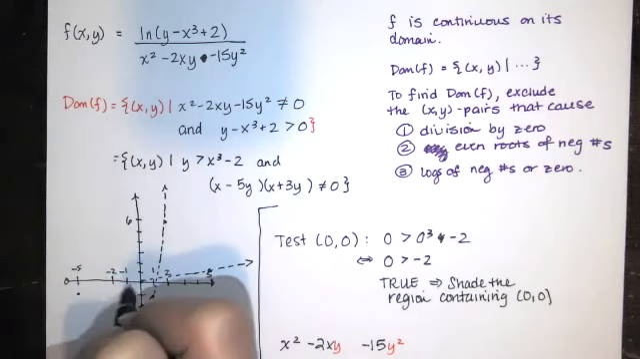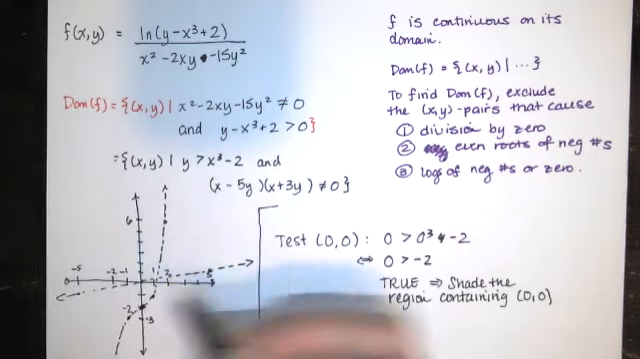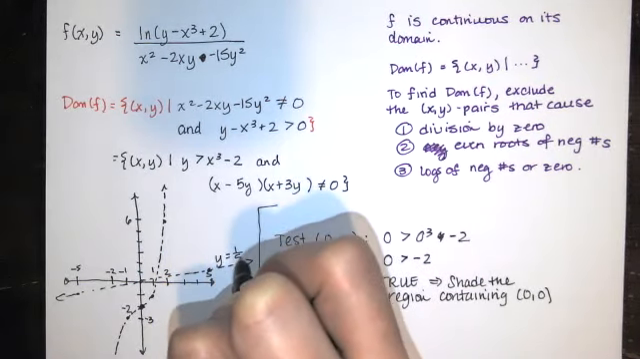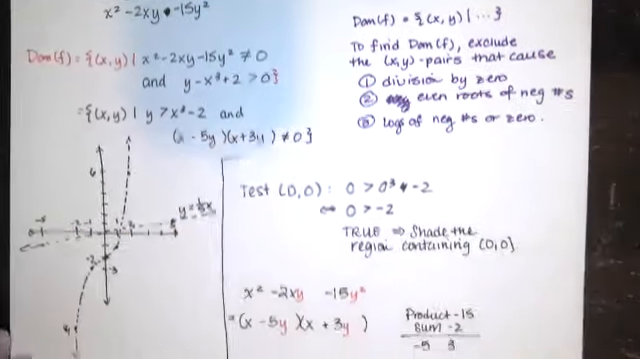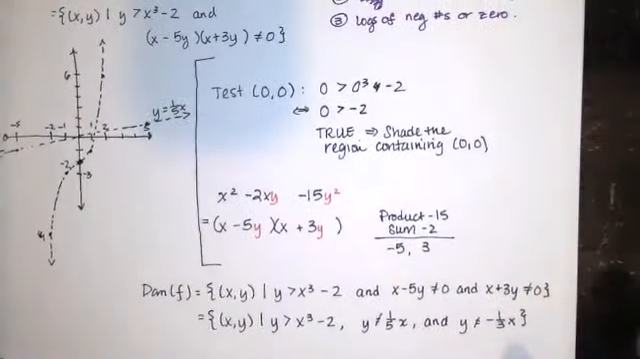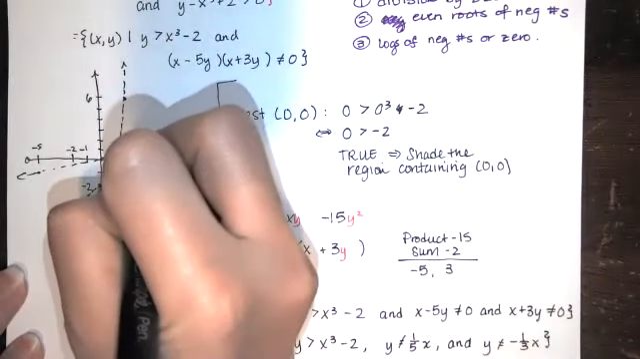Not to scale, but you get the idea. And then the other one is y equals -1/3 x. So we go down 1 and over 3.